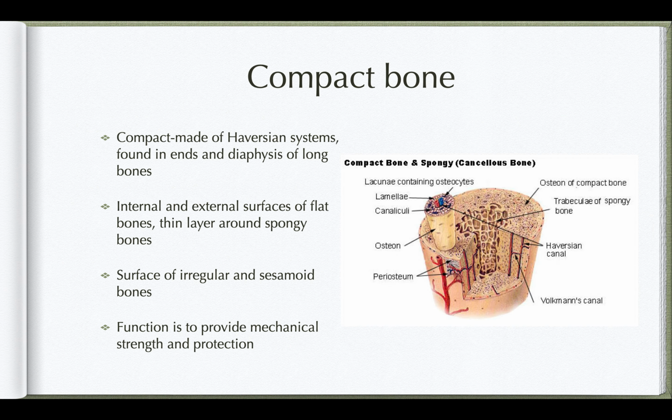Compact bone is made out of the Haversian systems. It's found in the ends and the diaphysis of the long bones, the internal and external surface of the flat bones, the thin layer around the spongy bone, and the surface of irregular and sesamoid bones. The function is to provide mechanical strength and protection.